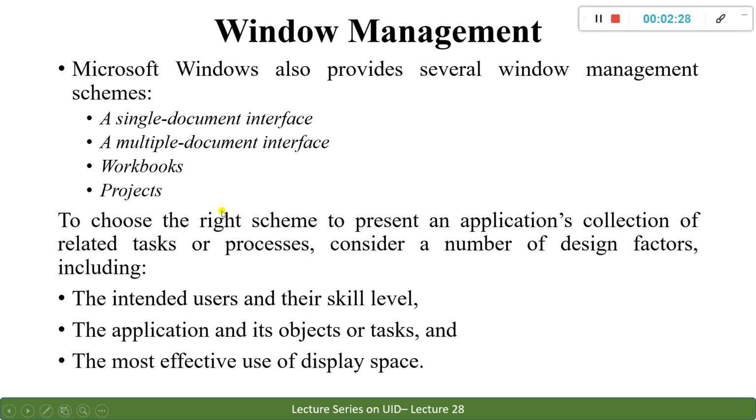We are about to choose the right scheme to present the application collection, such that it is related to the task or the process. Out of these four kinds of schemes, you can either choose one or make a combination of them. But the choosing depends on a certain number of factors, and we call them design factors. What are the design factors? First one, the intended users and their skill level. What is the level of their skill and what kind of users are there for your application? Depending on them, you will choose which kind of scheme should be provided for managing your windows.